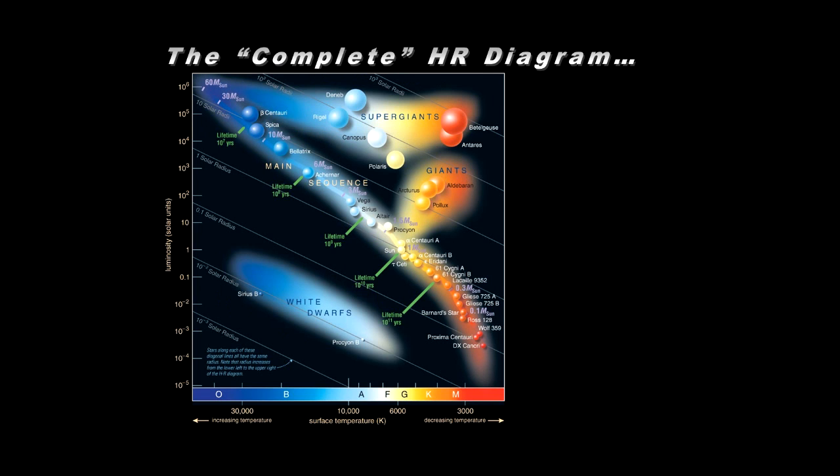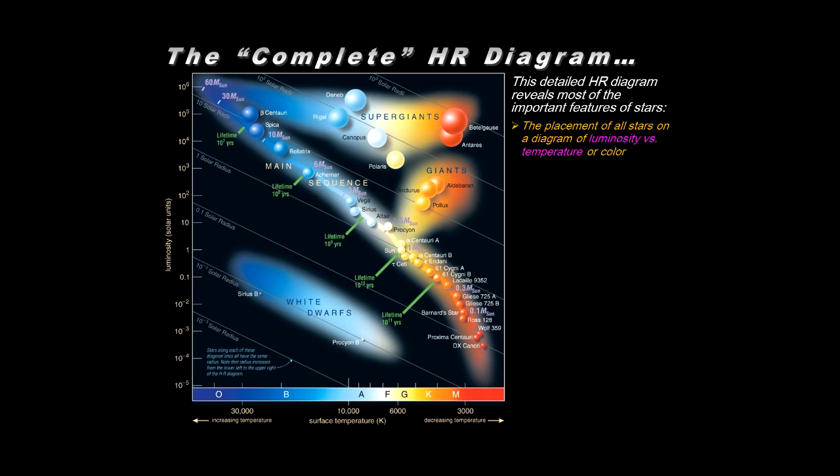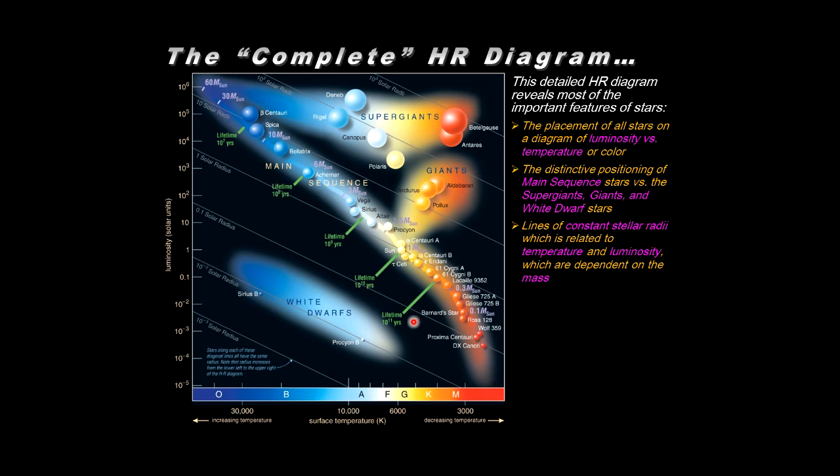Sort of as a review to all the characteristics we associate with an HR diagram, there's quite a few, and fundamentally it's a diagram showing luminosity versus temperature or color or a spectral class. All those things are on there. And it shows the distinct positioning of the various luminosity classes. We have the main sequence, giants, supergiants, and white dwarfs. Lines of constant stellar radii are related to temperature and luminosity, but fundamentally those are related to the mass of the star. The masses and the lifetimes are listed along the main sequence.